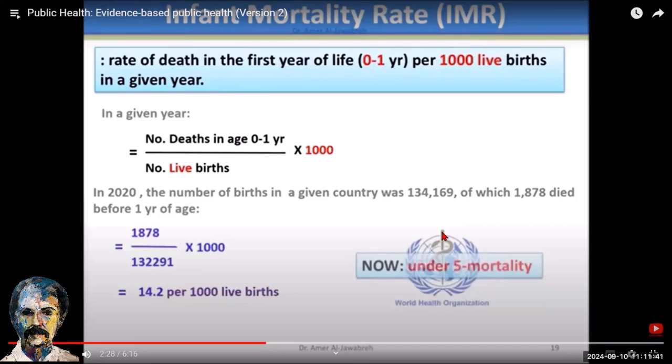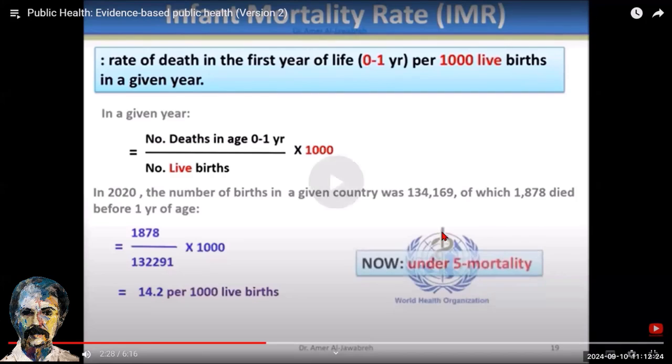If you included the 1,878 in the denominator, then we say 14.2 per total births, 1,000 total births, not live births. That's why this is the way the calculation goes, okay? So it's 14.2. That's why it's easier to perceive 14.2. If you want to say, I want to have it per 100,000, then it's going to be 1,420 or something. So you can have it in any number you like, but commonly we use 1,000 in order to perceive the number easier.